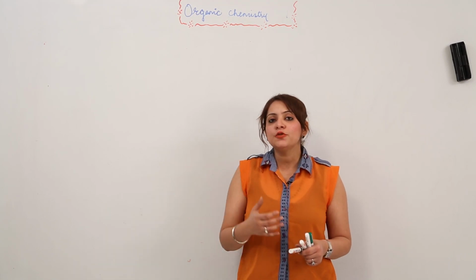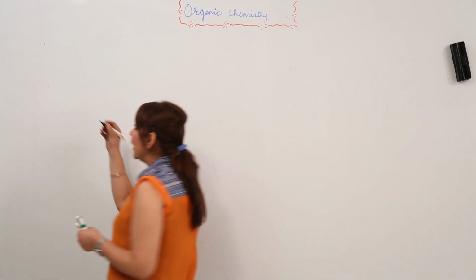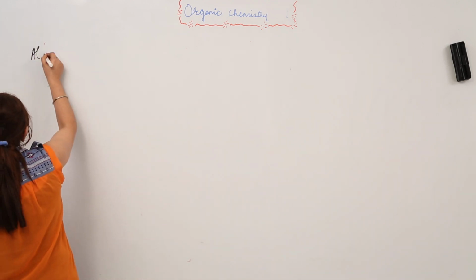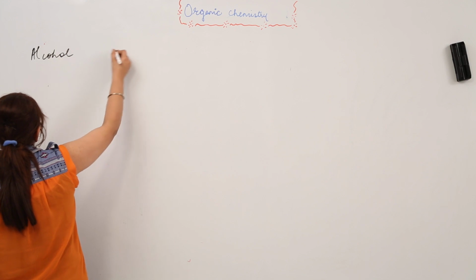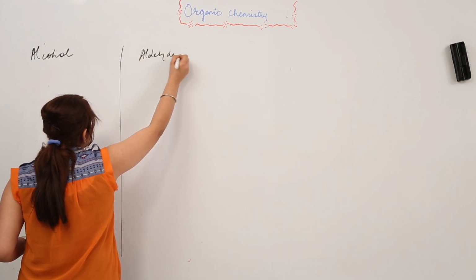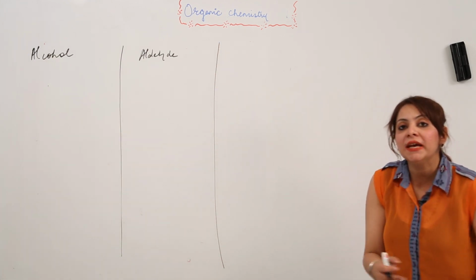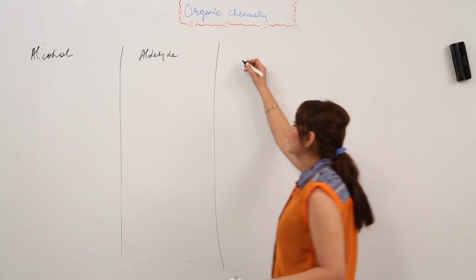Now I'll tell you how to make the members of these functional groups, right? So what I'm going to do, I'm just going to divide the board into different functional groups so that you should know how we can make the members, what are the differences that lie between these functional groups and how we can make the members of these different functional groups, right?